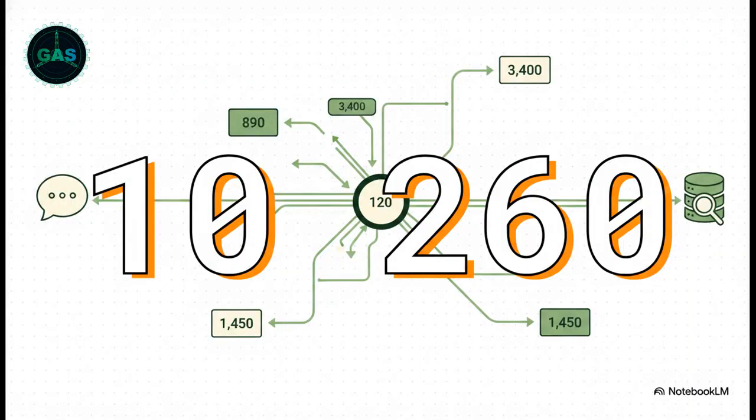It correctly calculates 10,260 tokens. Behind the scenes, it pulled the 4 distinct entries for that code reviewer workflow, 890, 3,400, 120, and 1,450, and summed them up flawlessly. This really highlights the tangible business value of having a reliable conversational data analyst. You aren't writing complex SQL queries. You're just asking a simple question in a chat window.